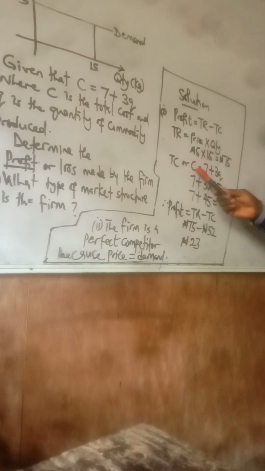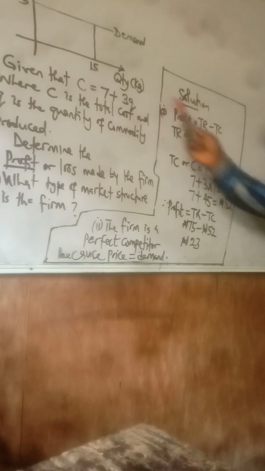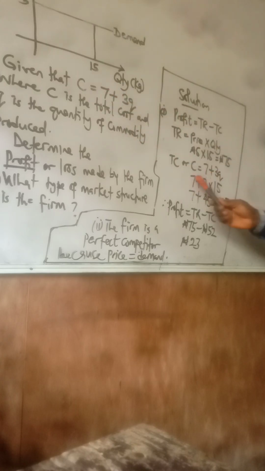Then if you want to calculate your total cost, this is the function you are going to make use of: 7 plus 3Q. The 3Q means 3 multiplied by the quantity, and the quantity is 15 kilograms. If you follow the rules of BODMAS, you attempt the multiplication first before you add to 7. So we have done that here. We got 52 naira as our total cost.